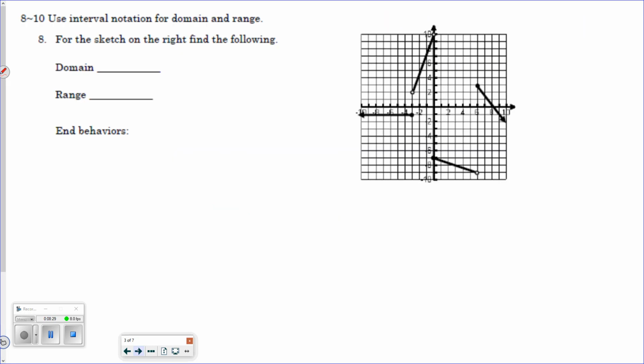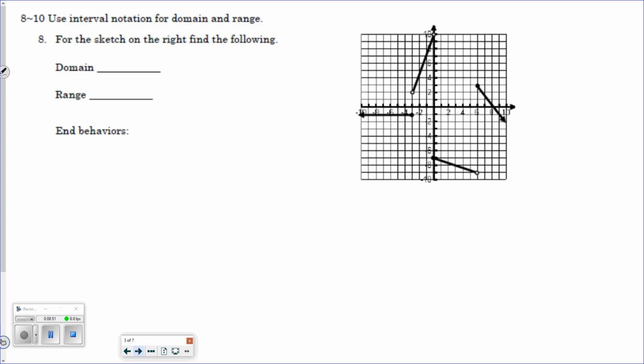All right, so now we're going to look at some graphs to figure out the domain, range, and behaviors. So for this one, the domain, for this problem, what I like to do for domains is figure out, well, what's the smallest possible x that I have, and go from the left to the right and see if I'm missing anything.